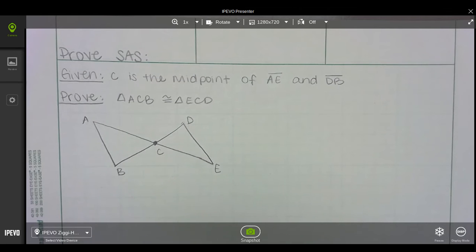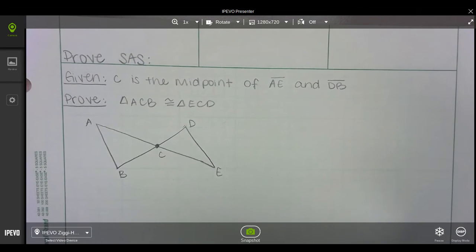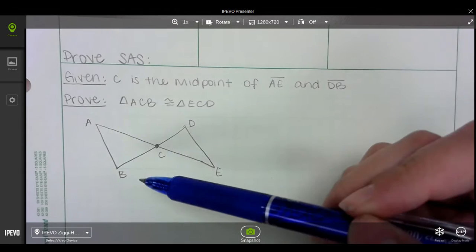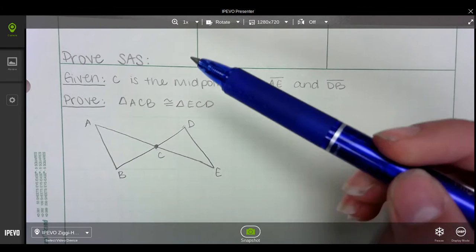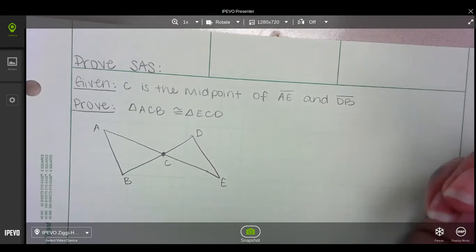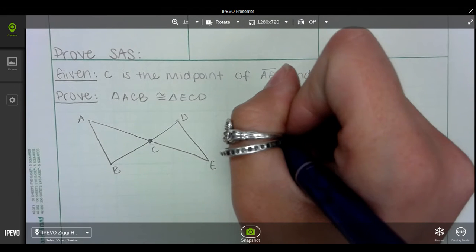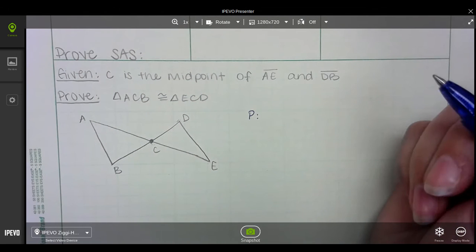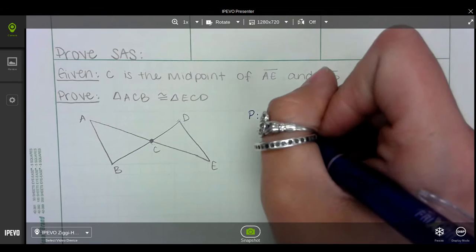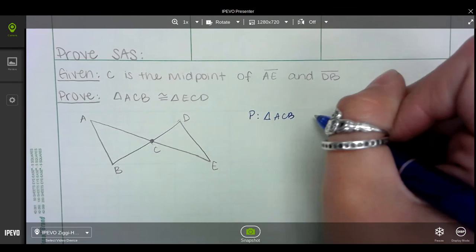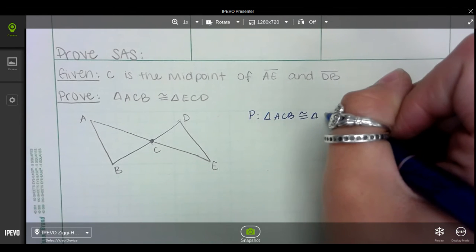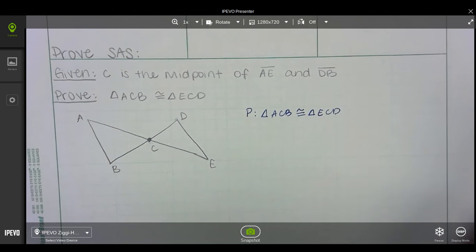Ladies and gentlemen, let's go ahead and prove this triangle is congruent by side angle side. I'm trying to prove that triangle ACB is congruent to triangle ECD. If we're using PEA, we start with our P. My P is always my point, what I'm trying to prove. So triangle ACB is congruent to triangle ECD.